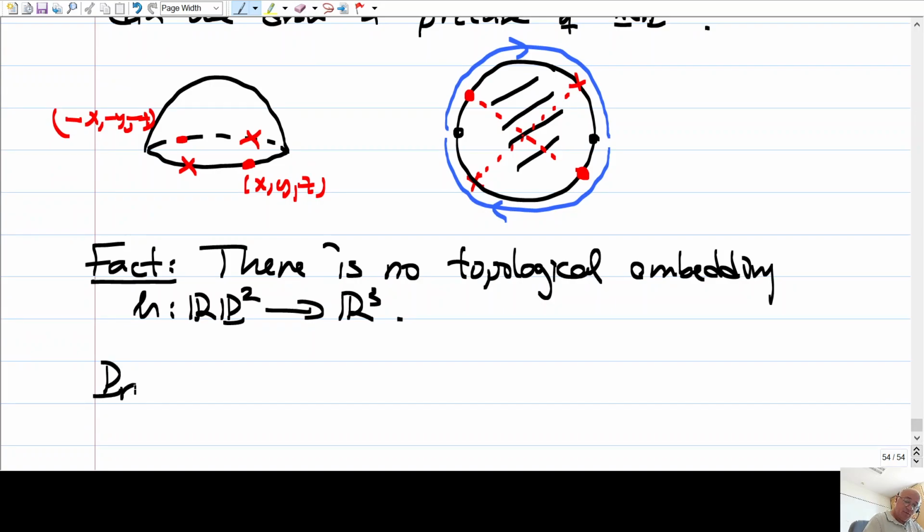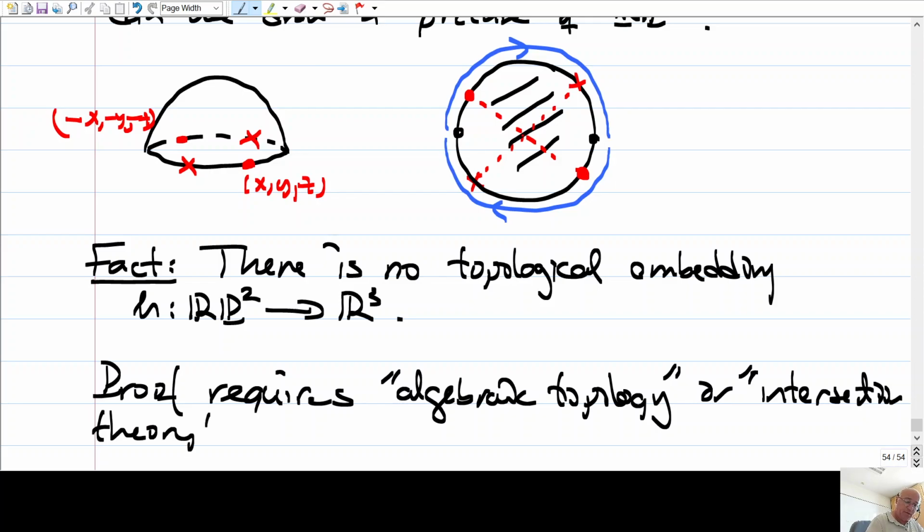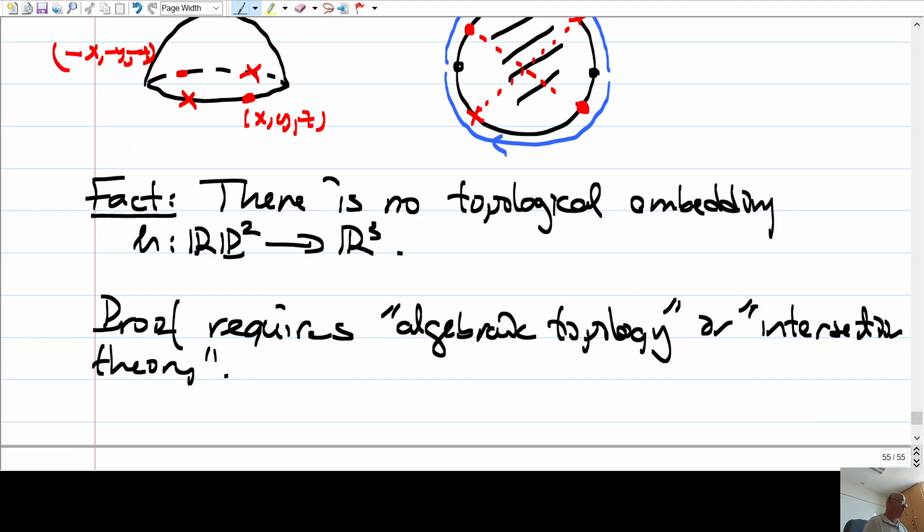Proof of this requires algebraic topology, or there is another way, or intersection theory. Okay, intersection theory. So these are kind of graduate level stuff. But I have a video on my page which explains all this. Okay, you may look at that one.